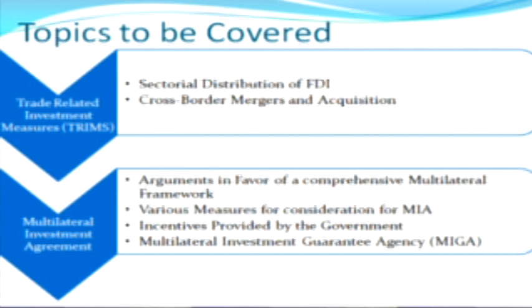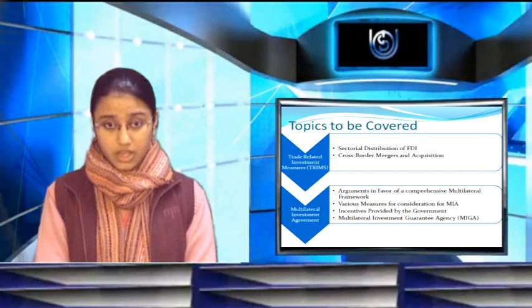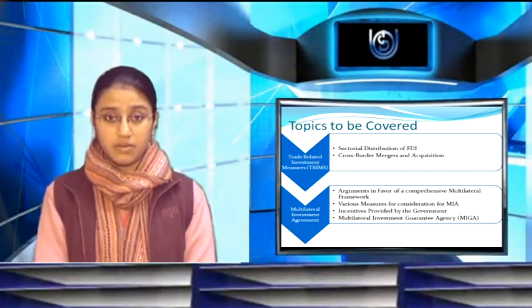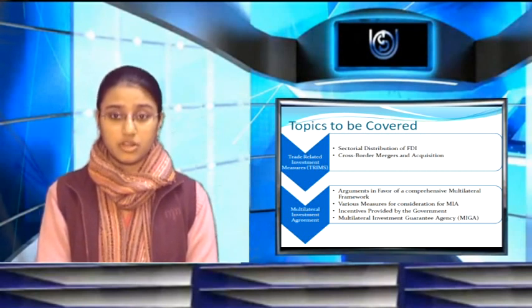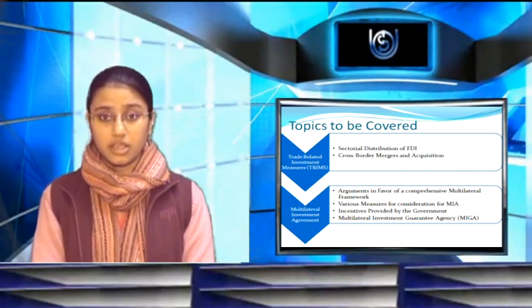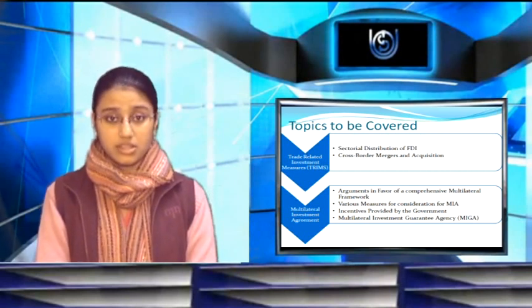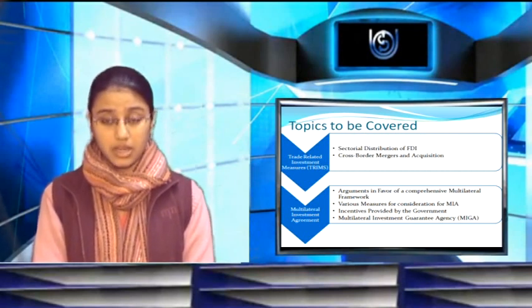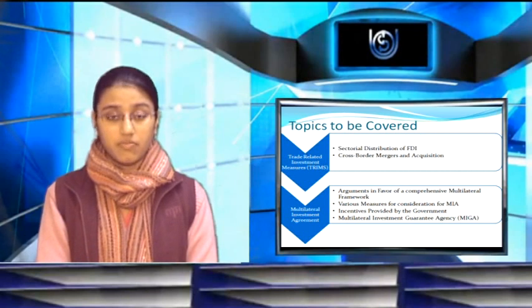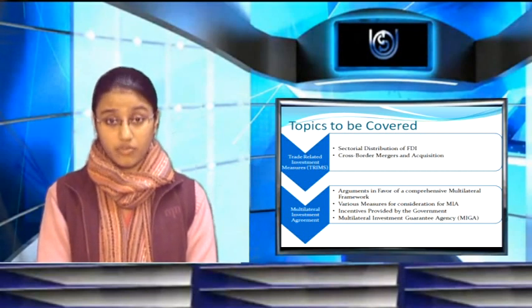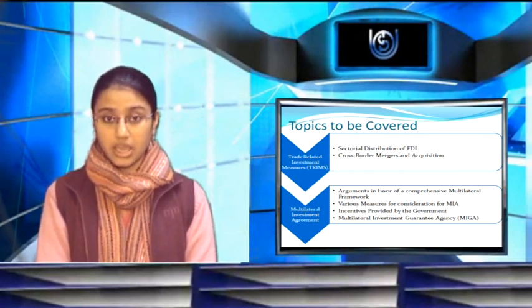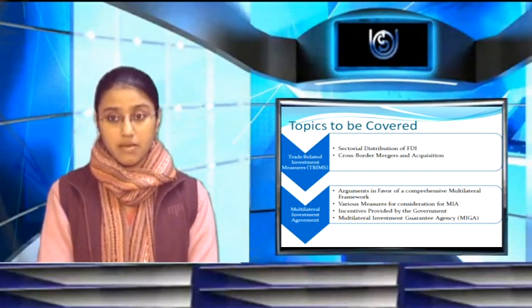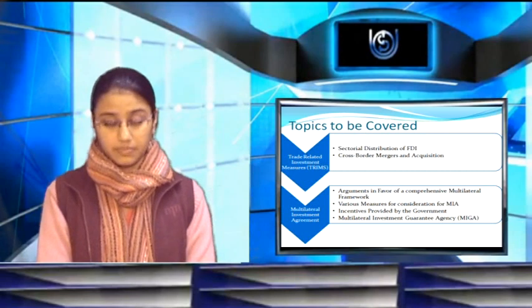As we already have an understanding of what international investment is, today's topics to be covered are the Trade Related Investment Measures, that's TRIMS, sectoral distribution of FDI, and cross border mergers and acquisitions. After TRIMS, we will move to the MIA concept, that is Multilateral Investment Agreement. In this, we will discuss arguments in favor of a comprehensive multilateral framework, various measures for the consideration of MIA, incentives provided by the government, and the Multilateral Investment Guarantee Agency, that is MIGA.